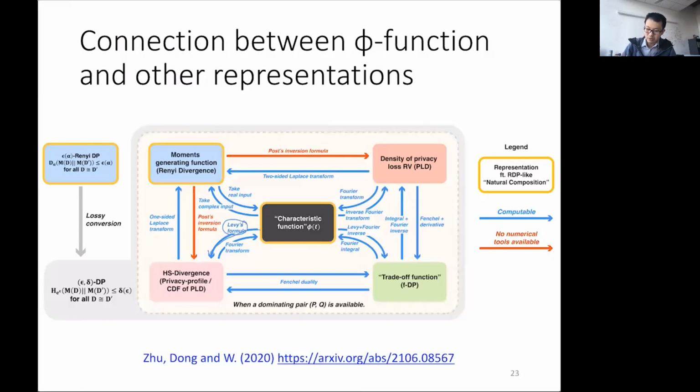And also I wanted to highlight that the reason why we have these conversions and they're all mathematically equivalent is because we have a dominating pair, and sometimes a tight dominating pair, that's available, right? So that simplifies the discussion from having to work with an upper bound of all neighboring pair data sets to something more concrete and specific, with just two concrete distributions in one dimension that we can write down analytically.